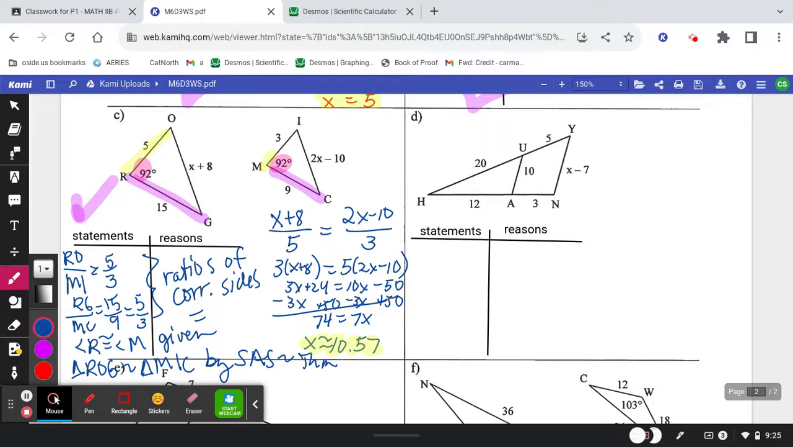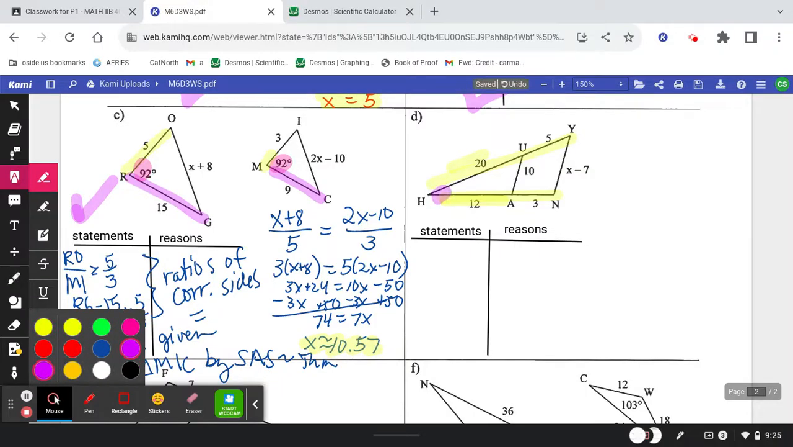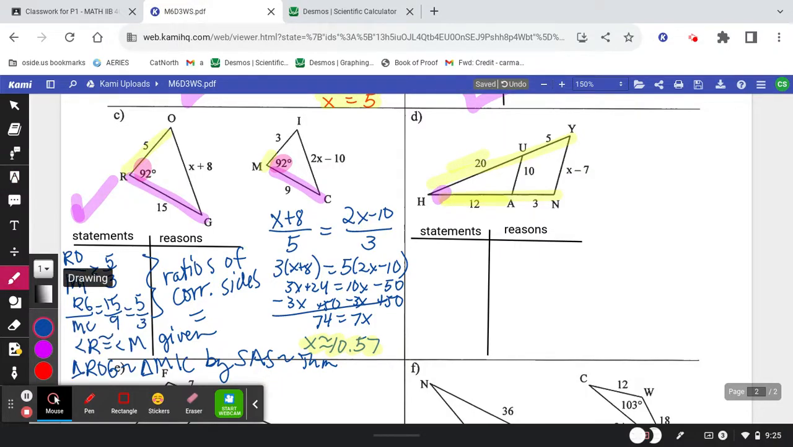It's looking like a side angle side. Because this side compared to the small side, this side compared to the small side, and then this included angle down here, side angle side. So let's go prove it. Angle H congruent to itself by the reflexive property. And then we could say side HU compared to HA.